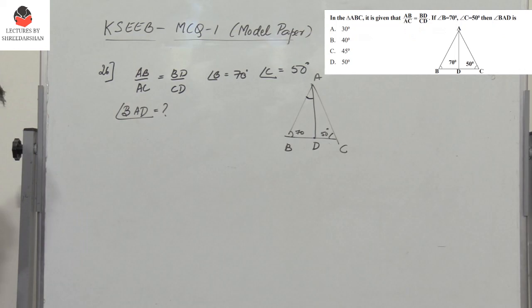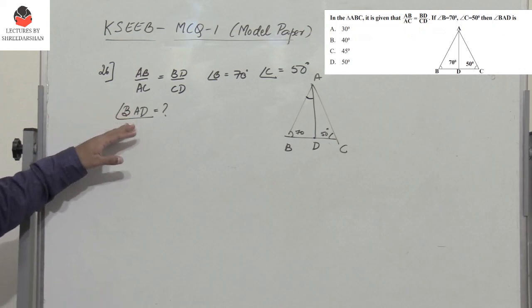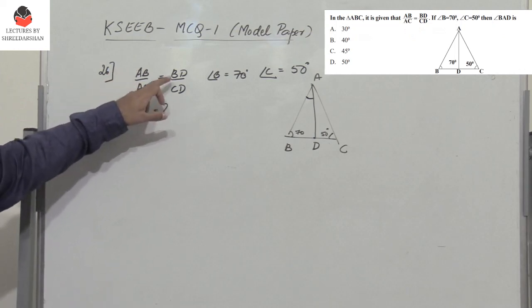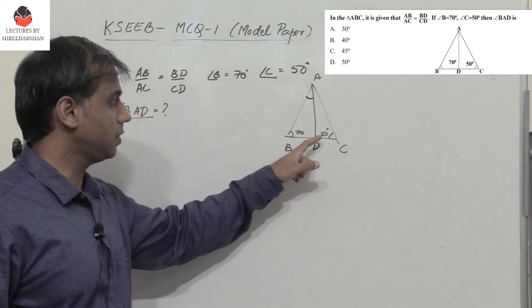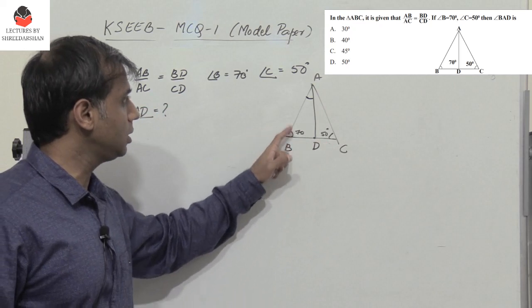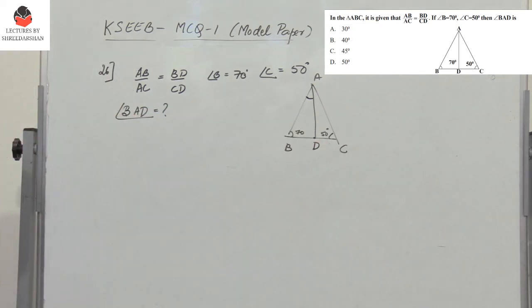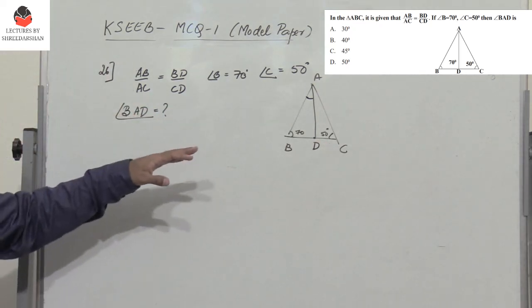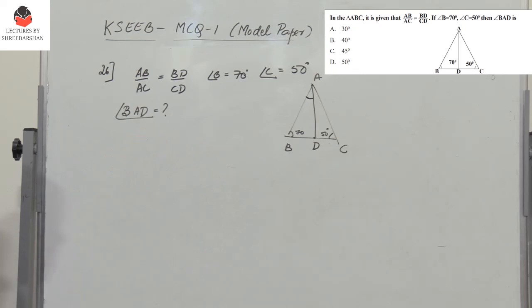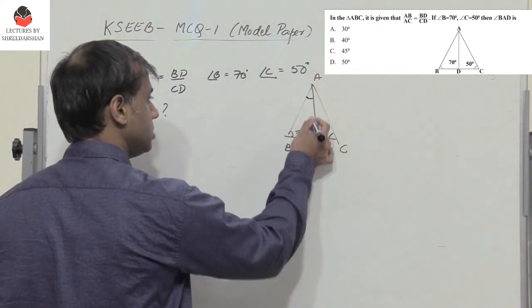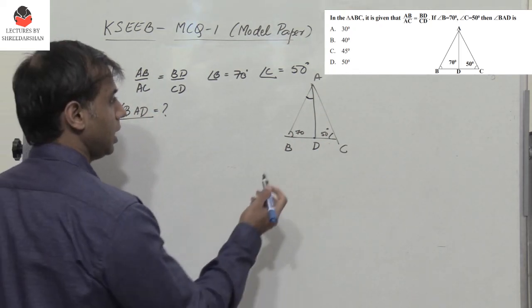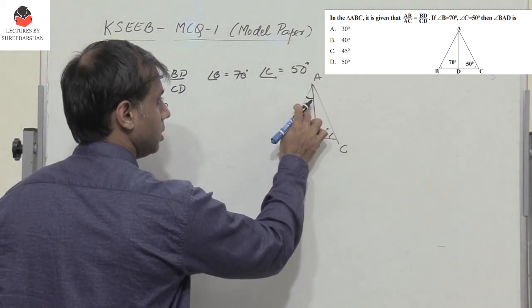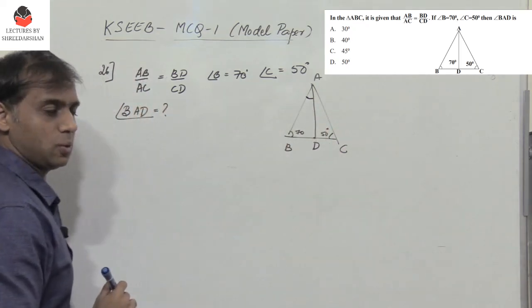So problem 26. So given a triangle ABC, we have AB by AC is equal to BD by CD. And apart from that, angle B is 70, angle C is 50. I need to find BAD. Now given BD and CD are equal. So if these two are equal, we find that this is the median. So when you have a median here, we find that it divides and these two angles will be equal.